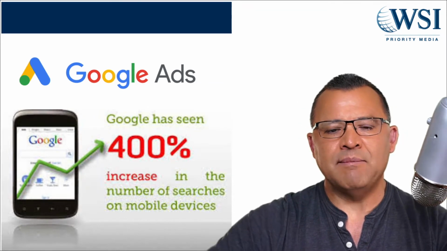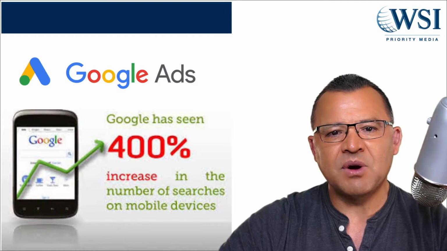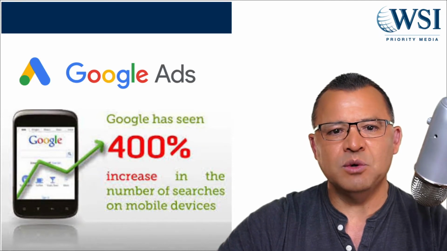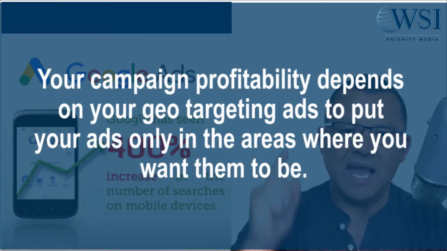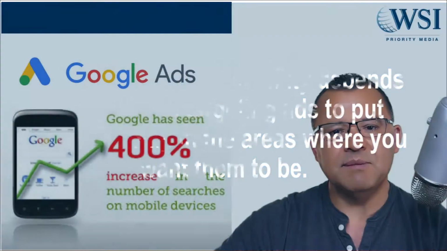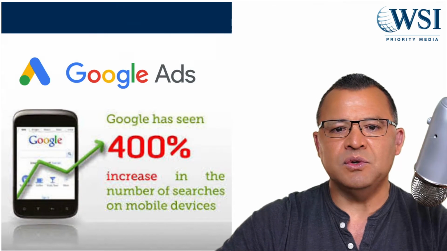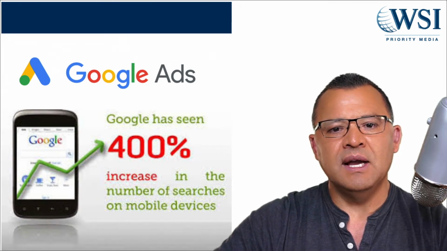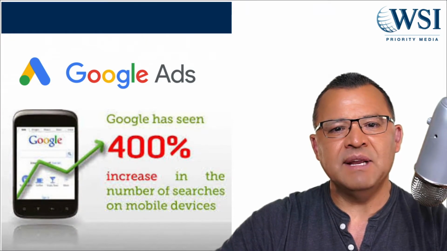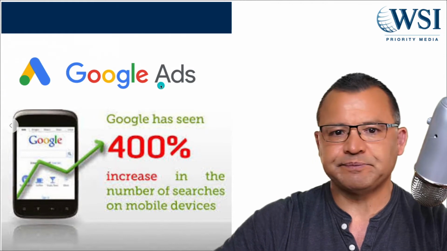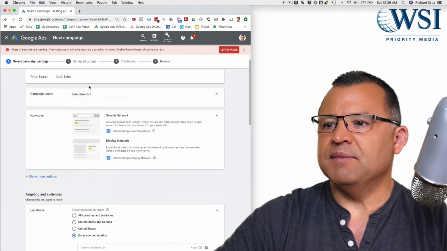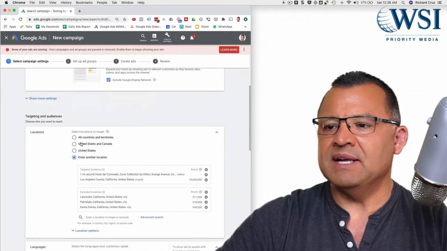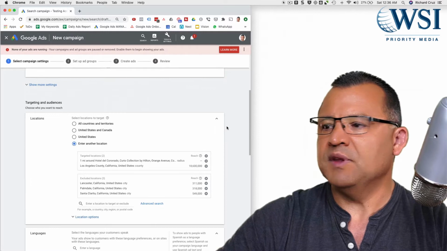So what does all that mean? It means that your campaign profitability depends on your geo-targeting to put your ads only in the areas where you want them to be. So let's go over to the Google Ads dashboard, and I'm going to give you some more tips there. When you're setting up your campaign, you're going to come down through the setup areas and you're going to get into your locations.